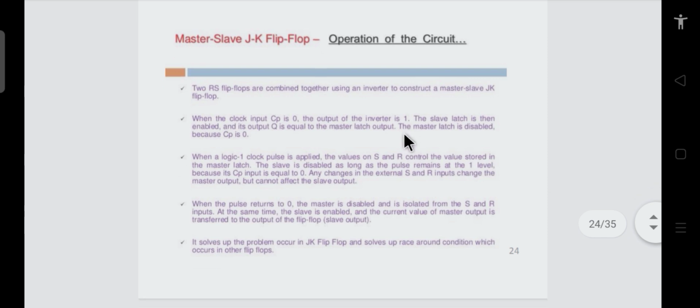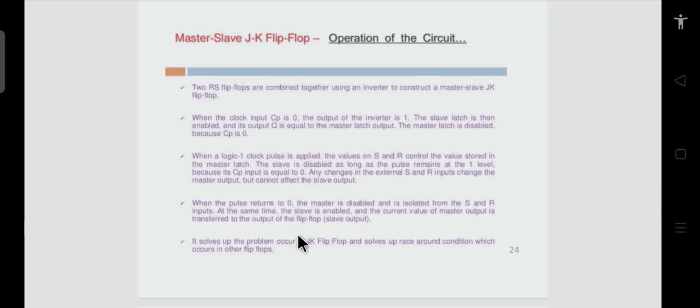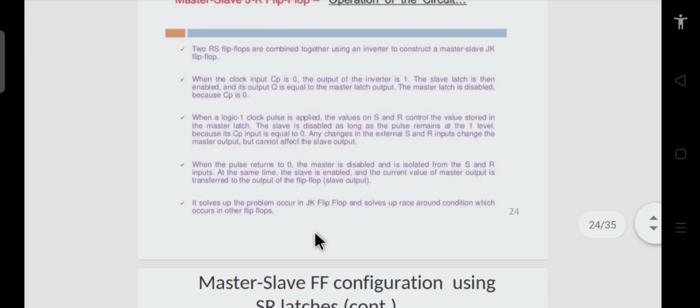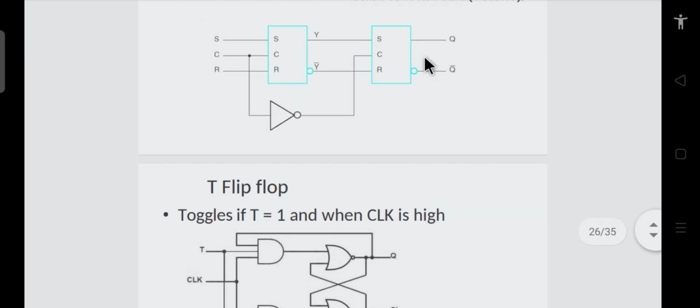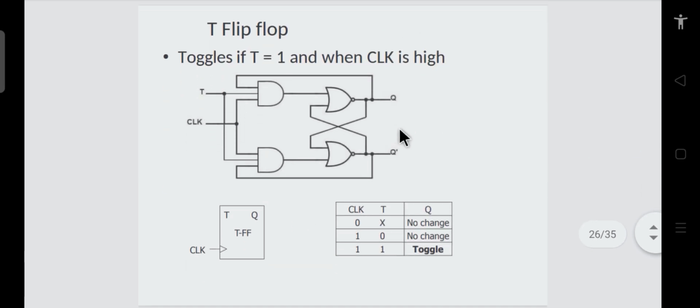This master slave technique, what I have explained to you, is also explained in this slide, so you can read it out very easily, it's not difficult. And then you can express the same thing in the form of a truth table, so I am not explaining this whole thing. Then the last improvement is your T flip flop.